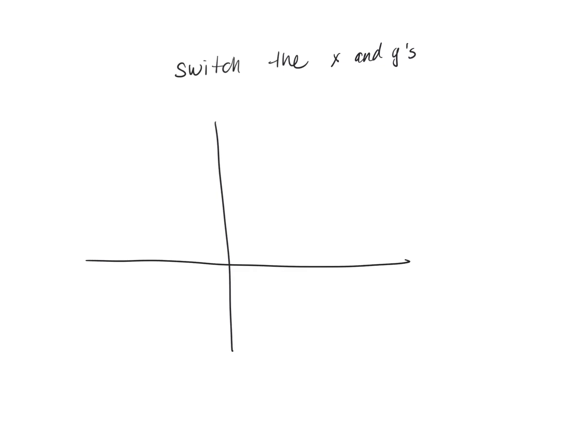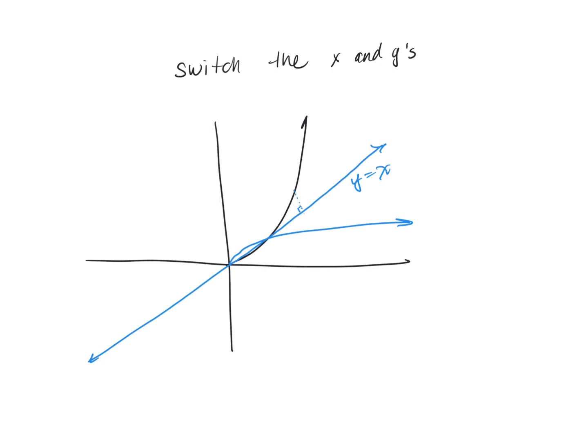Essentially, you switch the x and y's. What's cool is visually, it is a reflection over the line y equals x. That's pretty cool, right? So this point here is completely reflected to that point there. This distance would be equal to that distance. It's a reflection over the y equals x line. Again, geometrically, that's some pretty cool math.